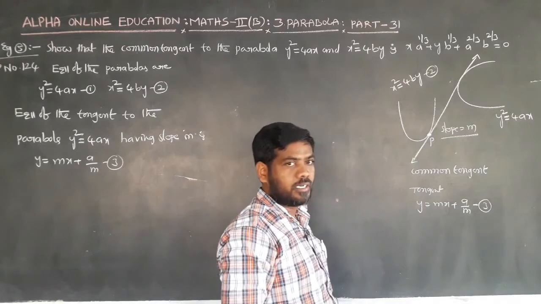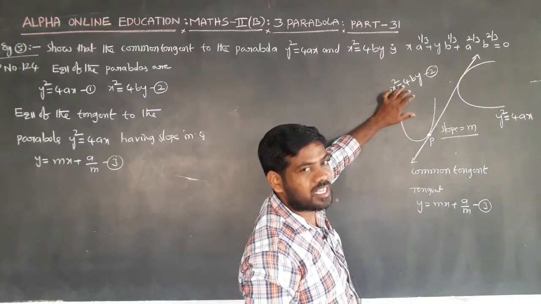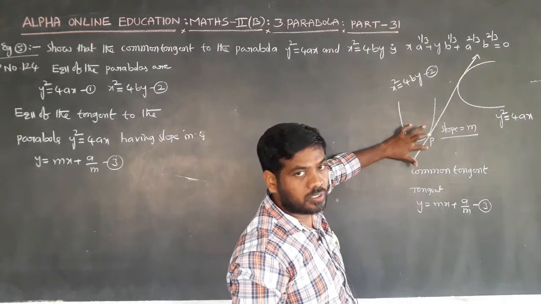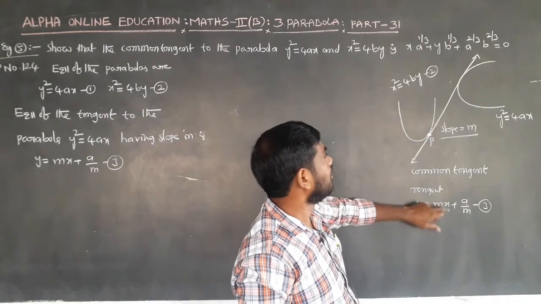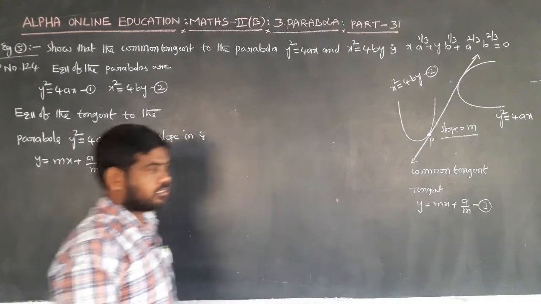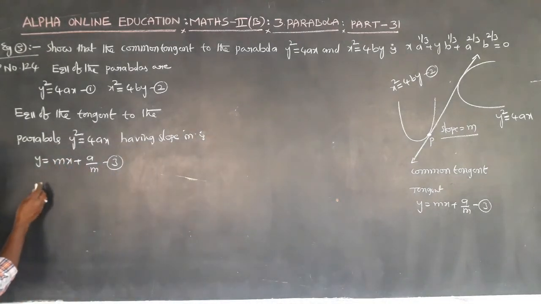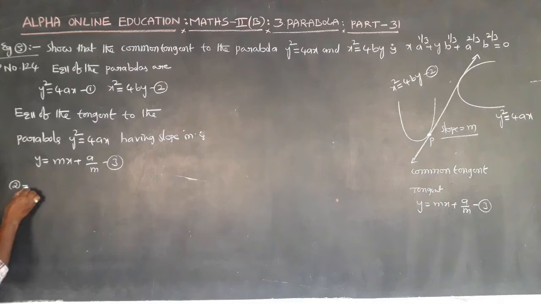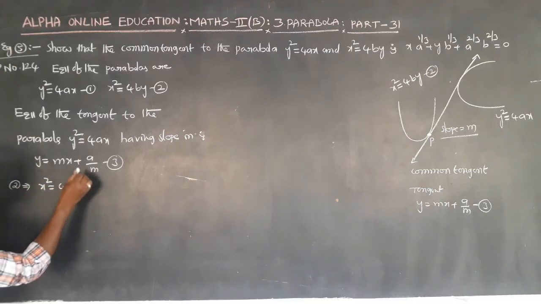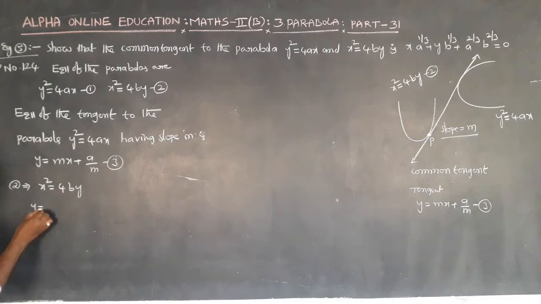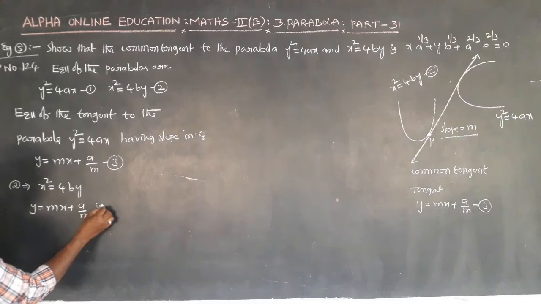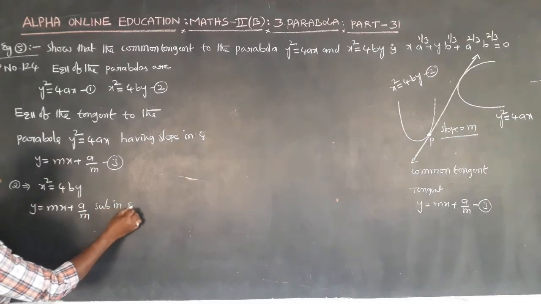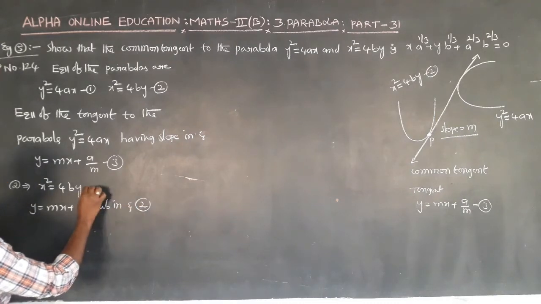Here, two curves have common roots. So, first of all, solve 2 and 3. Second one is x square is equal to 4by. So, y is equal to mx plus a by m. Substitute in equation number 2.